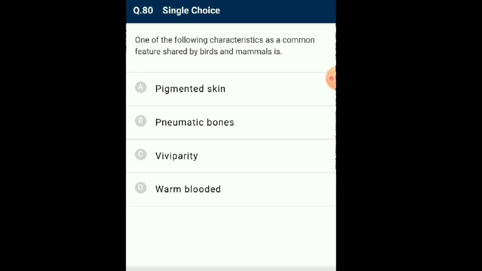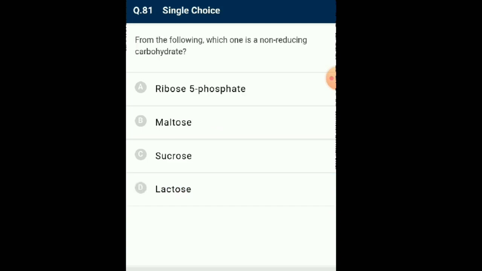Question number 80. One of the following characteristics is a common feature shared by birds and mammals. Both are warm-blooded animals. Both mammals as well as birds always maintain constant body temperature, so these two are generally called warm-blooded animals. This is one of the common features. So the correct option is option D, warm-blooded. Number 81. From the following, which one is a non-reducing carbohydrate? Sucrose is a non-reducing carbohydrate due to the absence of a free hydroxyl group. So the answer for this question is option C, sucrose.